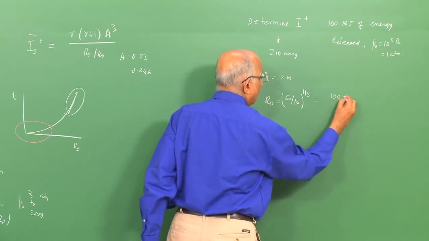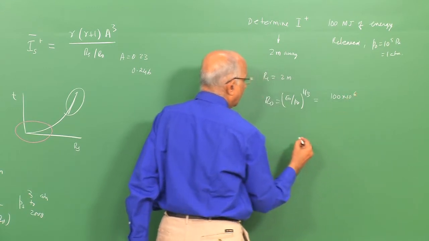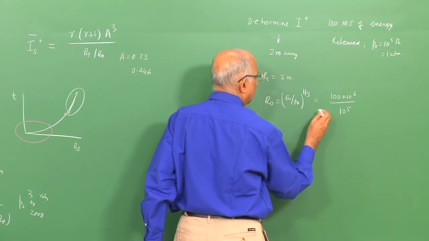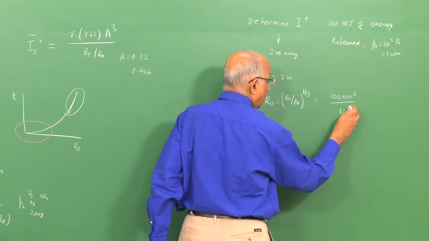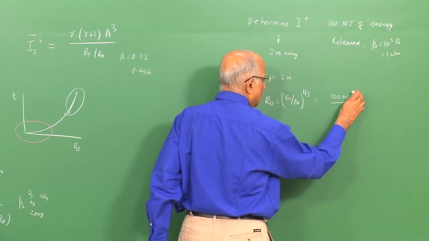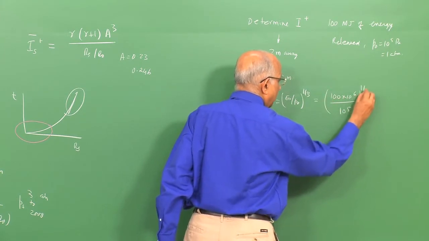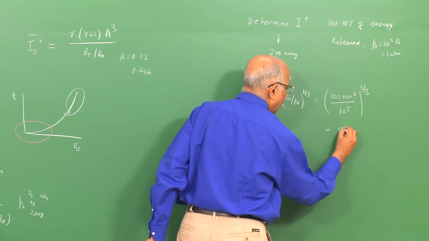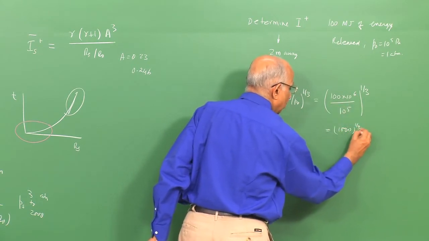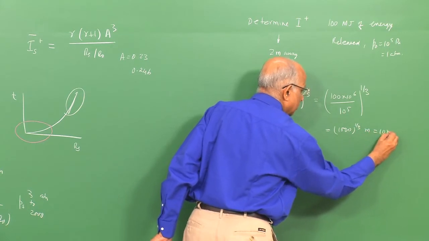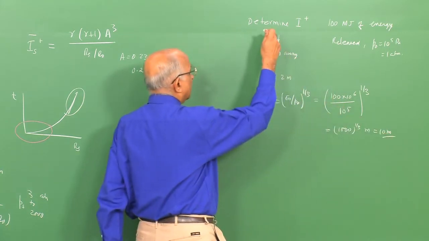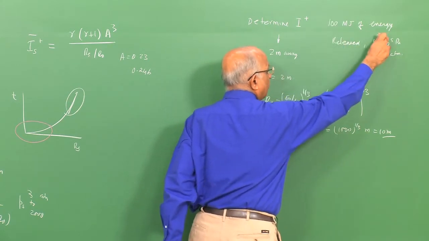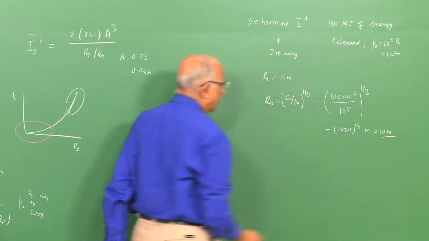100 megajoules, that is 10 to the power 6, divided by P naught, which is 10 to the power 5 Pascal. Be careful about units: Newton per meter square, this is Newton per meter cube. This is equal to 1000 to the power 1 by 3, so much meters, which is equal to 10 meters. Therefore, the explosion length for the energy deposited at 100 megajoules in an ambient pressure of 10 to the power 5 Pascal is 10 meters.